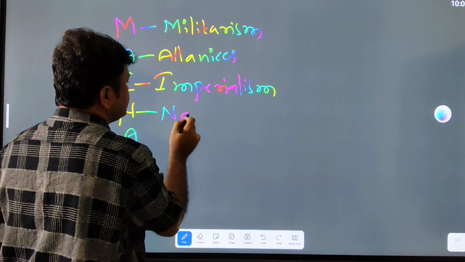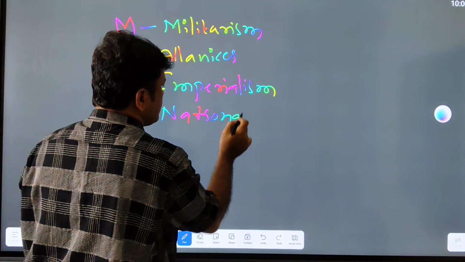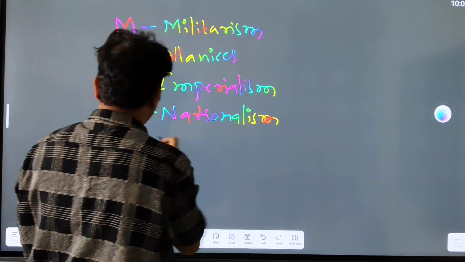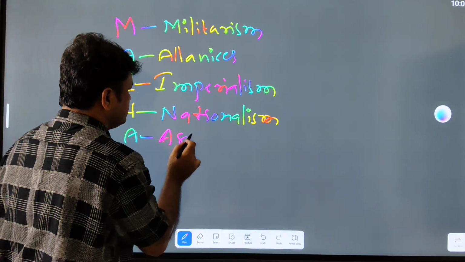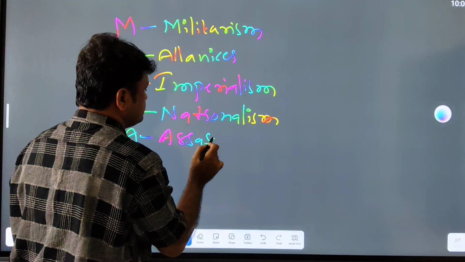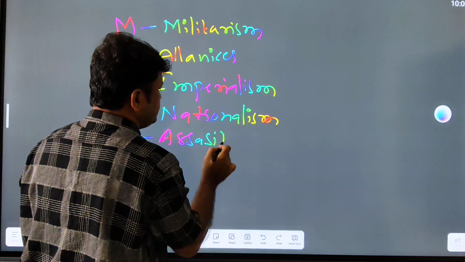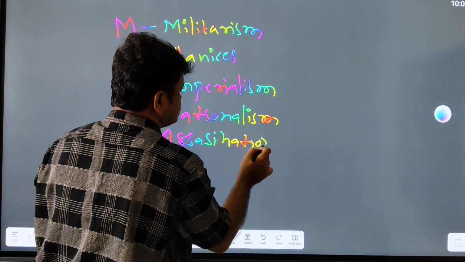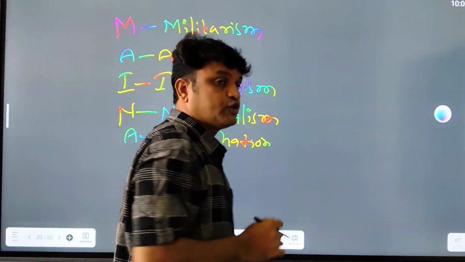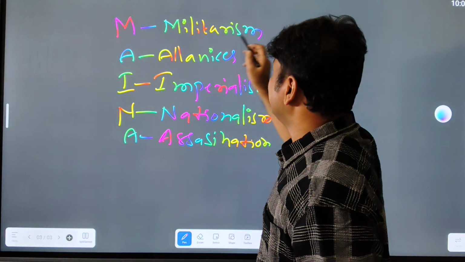Then nationalism. Right? Then assassination of Archduke Ferdinand. So what is militarism?